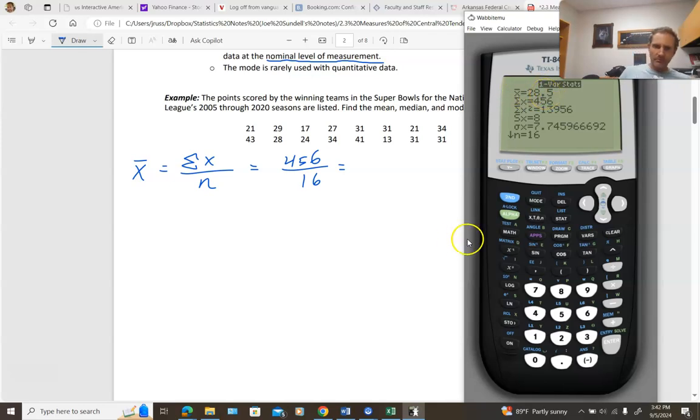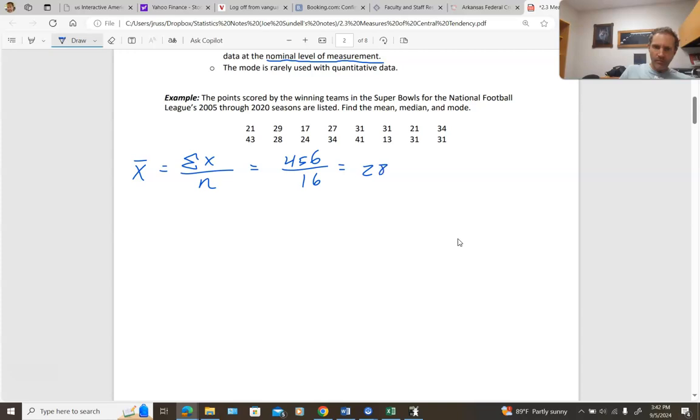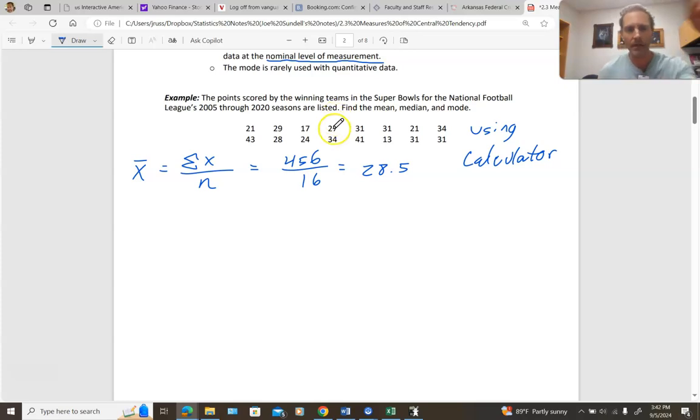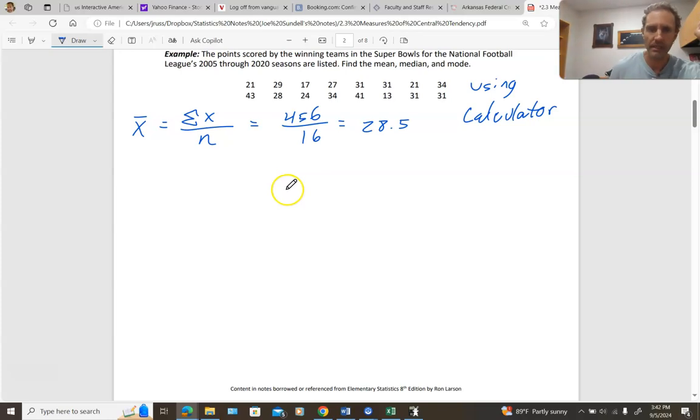Okay, I'm going to put in here in the notes that we're using the calculator. All right, so that's the average. That's the center of this distribution, or one statistic that we use to call the center. Okay. Now the other one is the median.